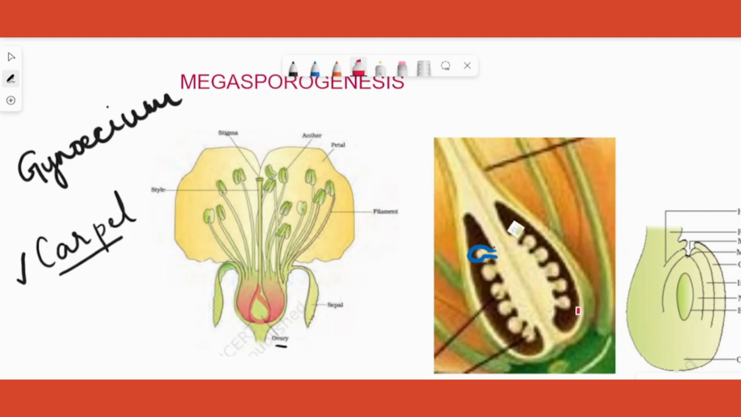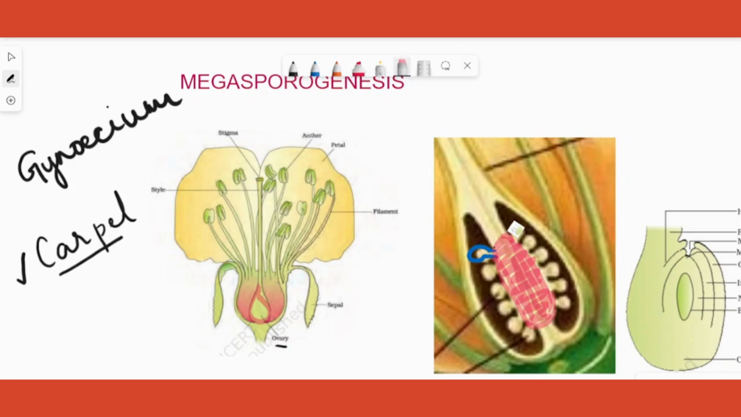When you take a cross section, you see that there is a tissue like so in the center. It may not always be in the center. This is a type of ovary in which it is in the center. We will not go in depth about that. Right now, we'll understand that it is in the center, and the name of that tissue is placenta. This part is called a placenta.